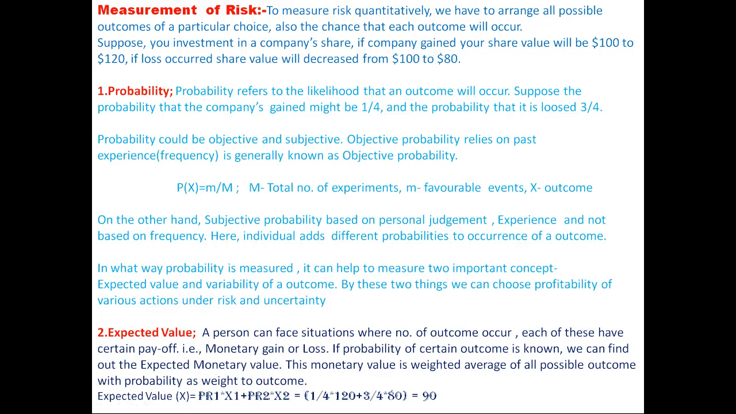So what are we saying here? Expected value is represented by x. It is probability times the first outcome plus probability times the second outcome. Here the probability is nothing but the weight of this outcome. So the first outcome is 120, this is the gain, multiplied by its weight, the probability 1/4, plus the loss multiplied by its weight 3/4. If we sum up all these things, what do we get? 90. This is the expected value. Expected value is nothing but outcome multiplied by the respective probability.